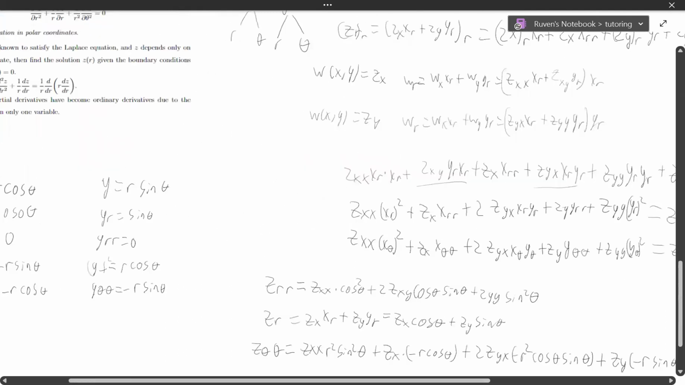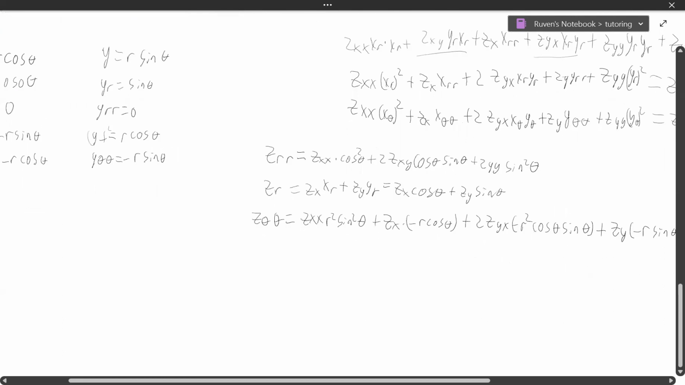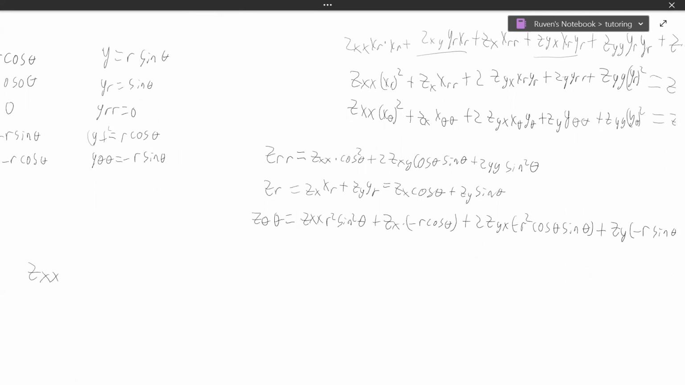Okay, now we just need to add all of that up, keeping in mind what's happening. It's going to be a long line, but it's going to be super beautiful. I promise you, you're going to be like, wow, that was awesome. Plus 2 z_xy cos theta sine theta. And I'm sorry, I'm writing the z_xy over here. Plus z_yy sine squared theta.